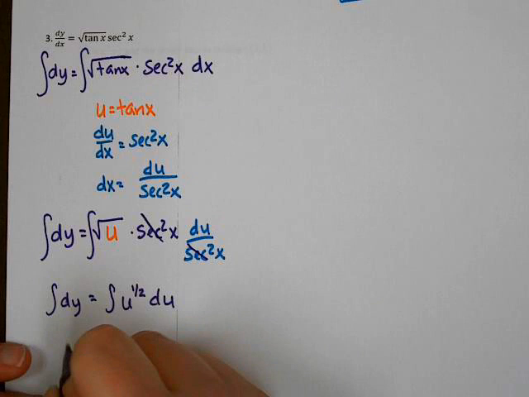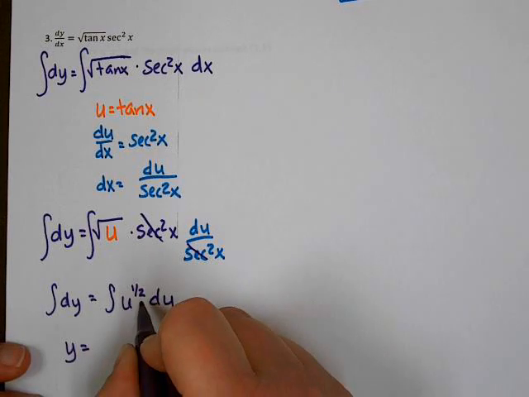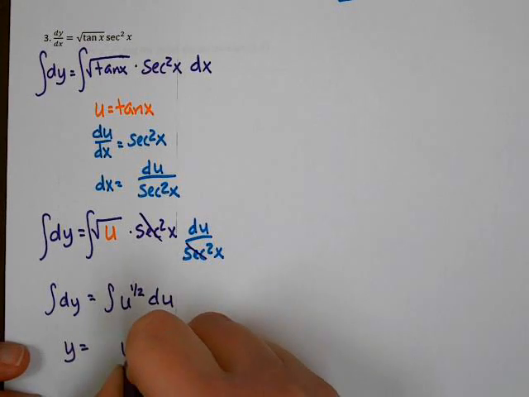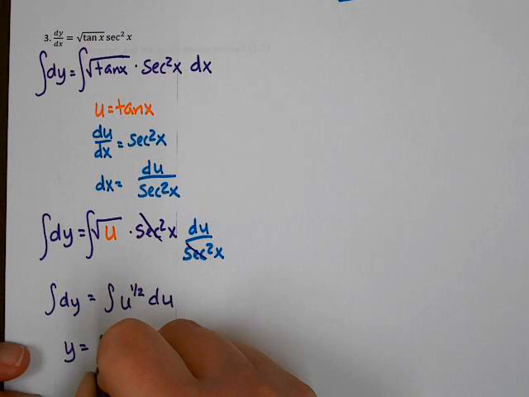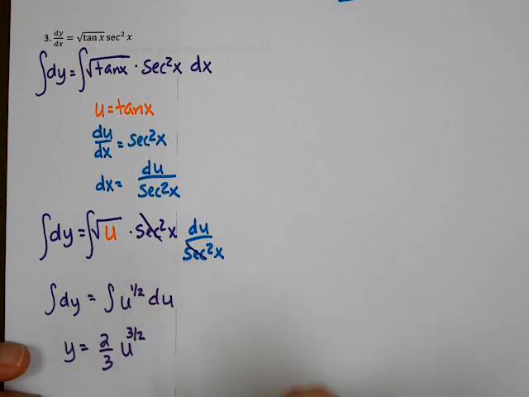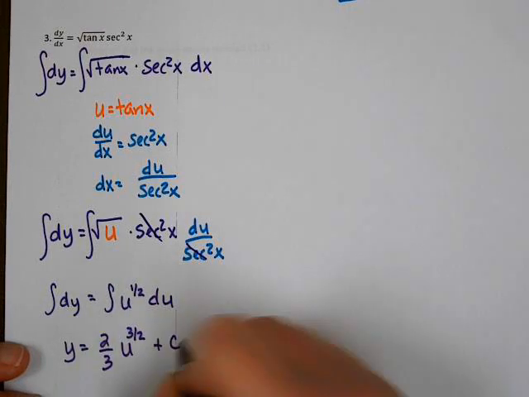So we get y equals, I'm going to add 1 to my exponent, so that becomes 3/2, and that means this is going to be a 2/3, and then I need a plus c.